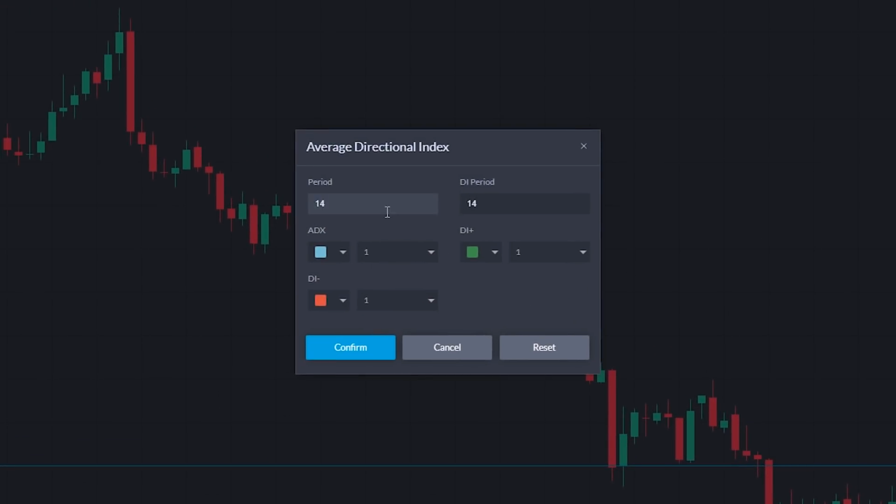And then our menu provides us with two default period settings. There is a 14 period setting for the ADX line itself, and then a 14 default value for both the directional indicators, the DI plus and the DI minus. J. Wells Wilder recommended using 14, so that is what I'm going to go with. You can also customize the color of each line or the thickness. I'm quite happy with these values, so let's click confirm and add it onto our chart.